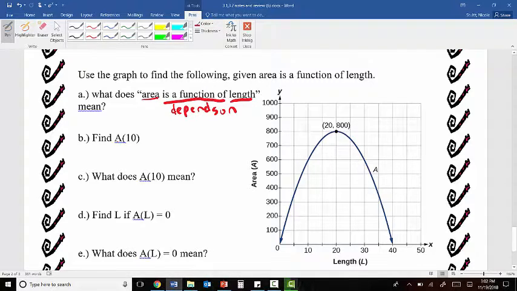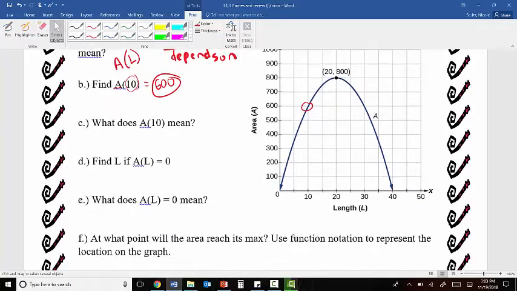So what that means, it says find A of 10. So that means find area if this is your length. So our function would be area depends on length. That's not A times L. It's not area times length. This means area depends on length. So they're asking, what is the area if the length is 10? So you're going to have to go down to your length chart, which here's 10. You have to go up till you reach your curve. So it looks like the area is 600. At that particular point, the area is always going to change. So we just want to make sure that we're focusing on the correct values.